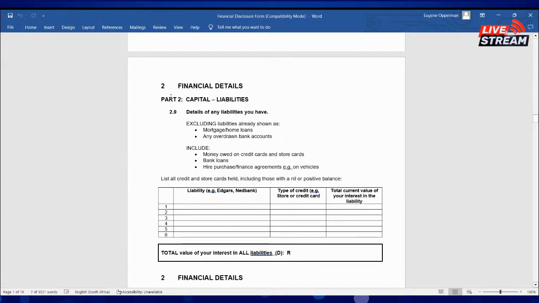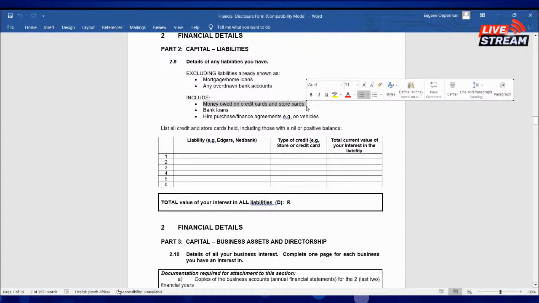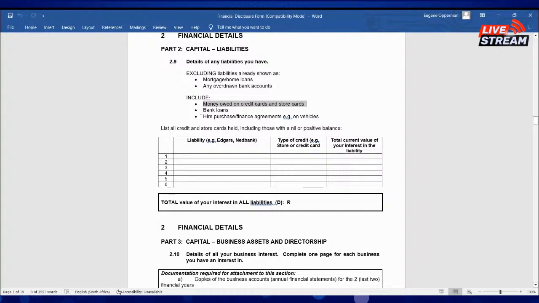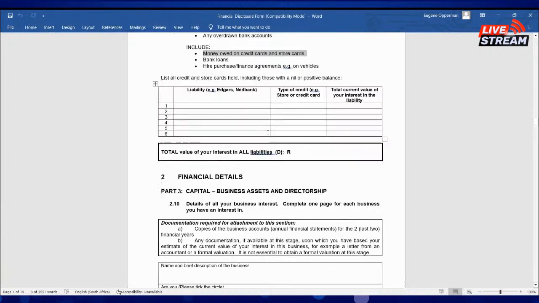Then we come to the liabilities. It is excluding liabilities as already shown, like in overdrawn accounts or mortgage payments or loans. But it should include all that money that is owed on credit cards and store cards, like in retail cards, your furniture shops, and so forth, as well as bank loans or any other financial agreements, such as vehicle agreements. Those all needs to be completed in this portion here.